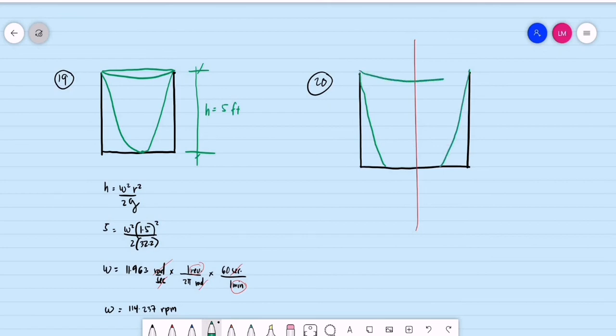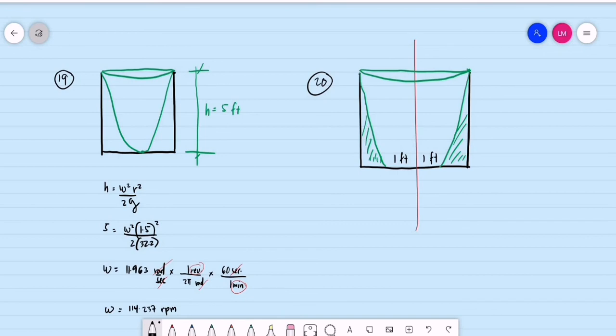So the appearance of the air inside the tank will be an incomplete paraboloid. This green pen will represent the water. So this distance is 1 foot, 1 foot from the vertical axis.